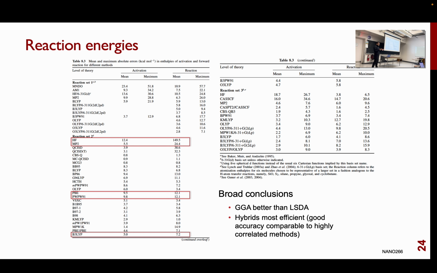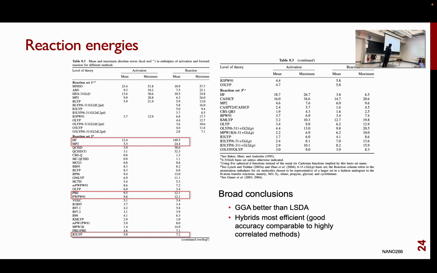So the broad conclusion is basically GGA is better than LDA, and hybrids are actually quite efficient. They get good accuracy compared to highly correlated methods. Just look at the B3LYP error, 7.2 kilocals per mole. And this is the reason why the B3LYP functional is so popular in a lot of quantum chemistry publications, because it gets surprisingly good answers, even though there may be instances where it can fail quite badly.